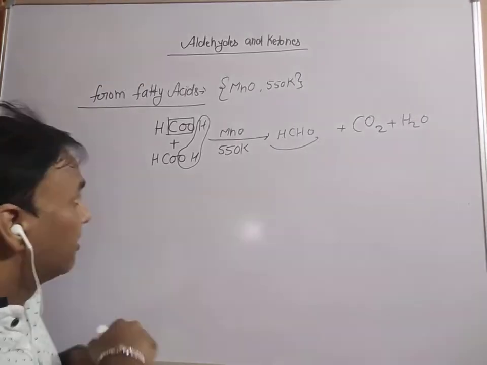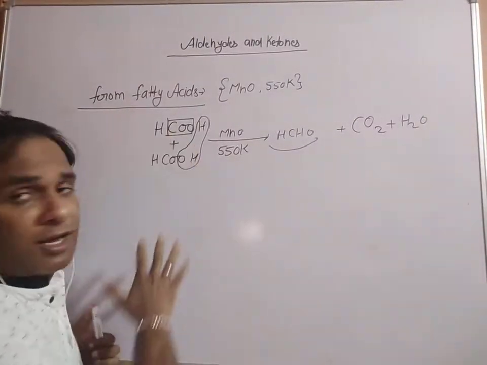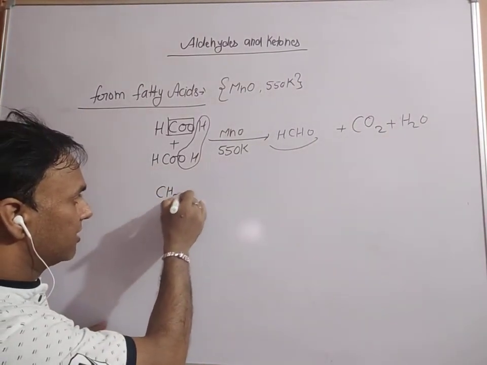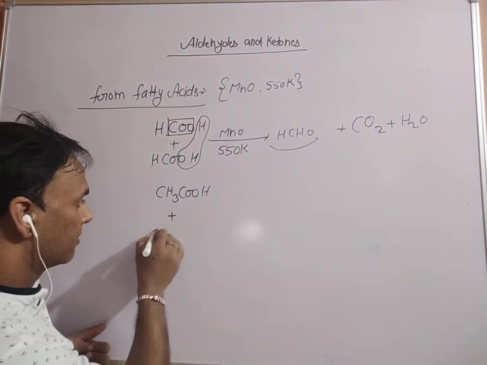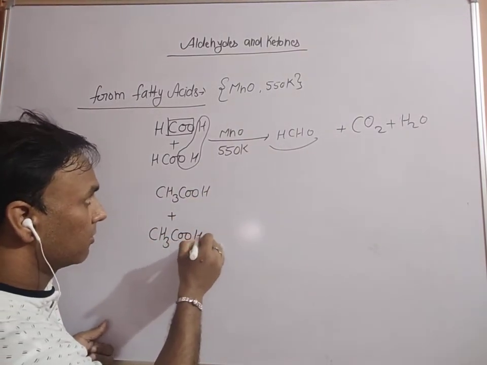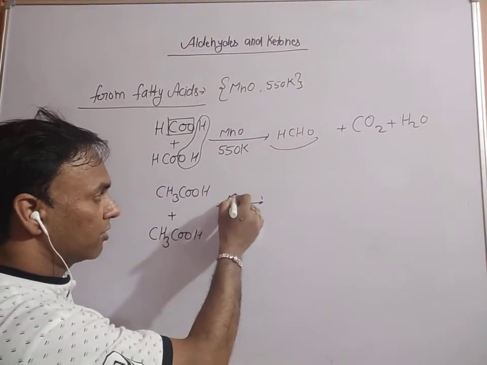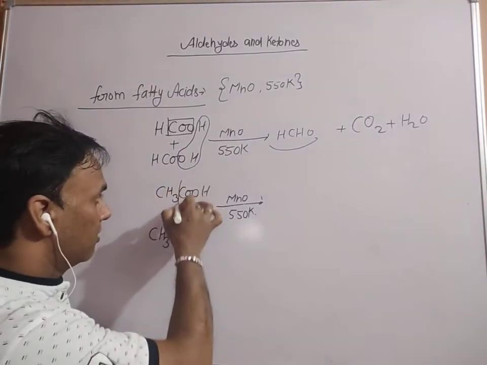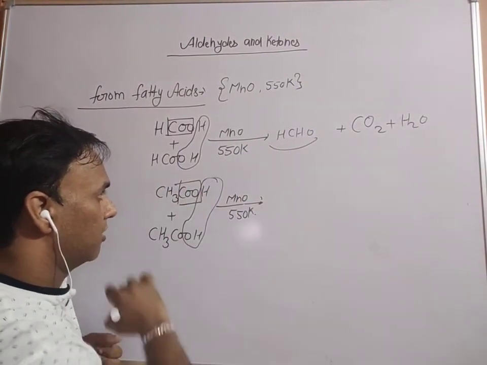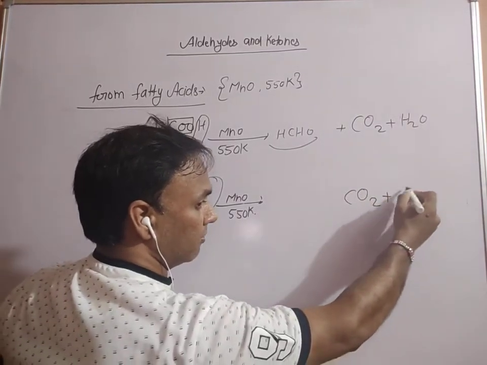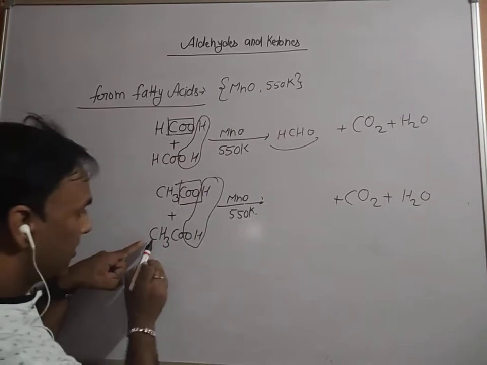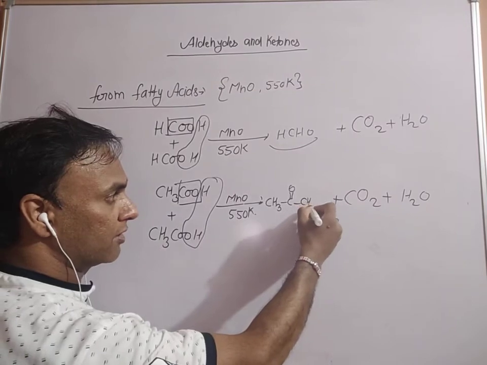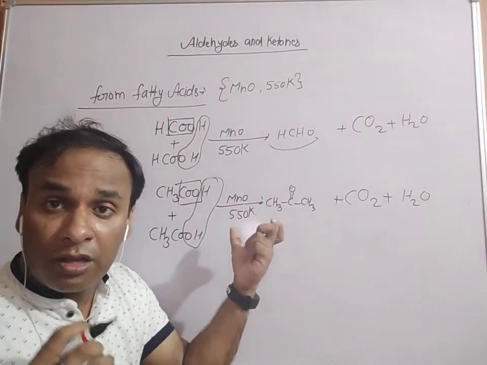Clear? In the same manner, when we take a different carboxylic acid apart from formic acid, like acetic acid, in the presence of manganese oxide at 550 Kelvin temperature, clear? Carbon dioxide and water are removed. Clear? And here CH3COCH3, a ketone, is obtained.